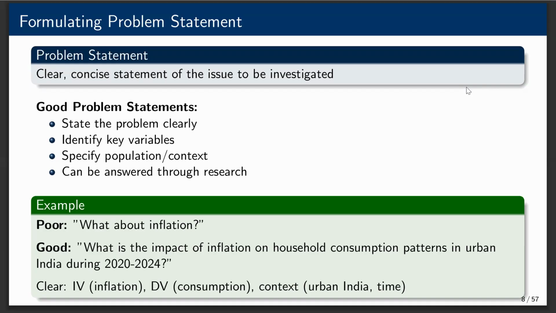Suppose, for example, a poor problem statement is: what about inflation? But a good problem statement is: what is the impact of inflation on household consumption patterns in urban India during 2020 to 2024? Why is it a good problem statement? Because clearly the independent variable comes out very nicely, that is inflation. The dependent variable is consumption, and the context is urban India and the time. So it is a clear problem statement.